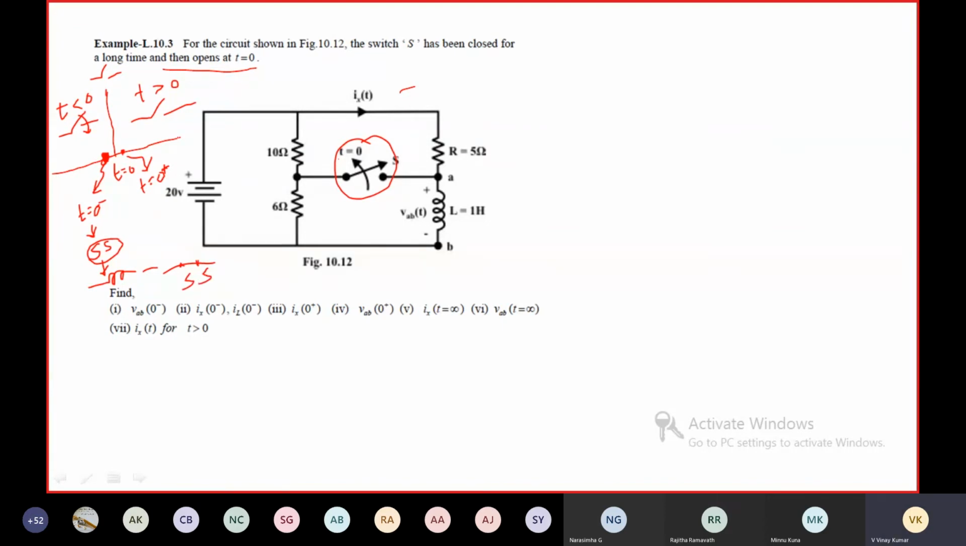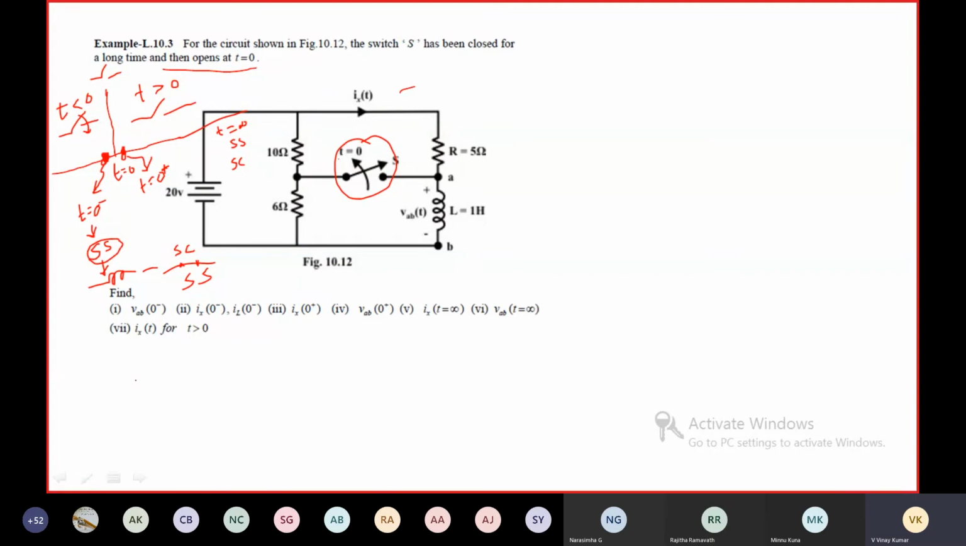Similarly, for t greater than 0, steady state occurs when time approaches infinity. So steady state occurs here for t greater than 0, and here the inductor acts as a short circuit when time approaches infinity. This instant is just before the switch is open. This instant is just after the switch is open.